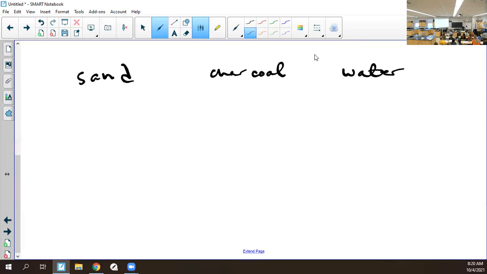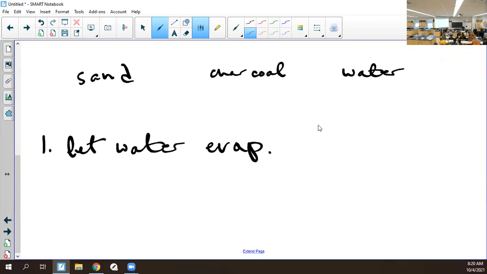Let the water evaporate. Okay, so if we get rid of the water, step 1, let the water evaporate. If we get rid of the water, we have sand and charcoal. How could we separate the sand and charcoal? Talk with your partners and figure out ways to distinguish between the sand and the charcoal.